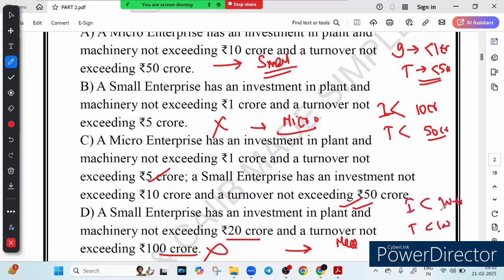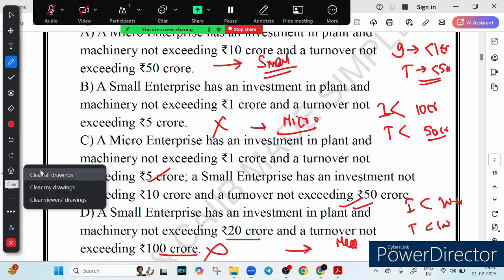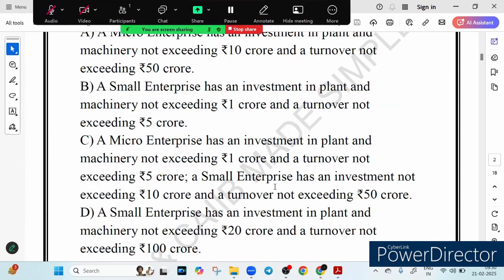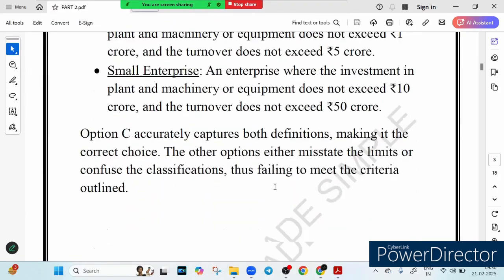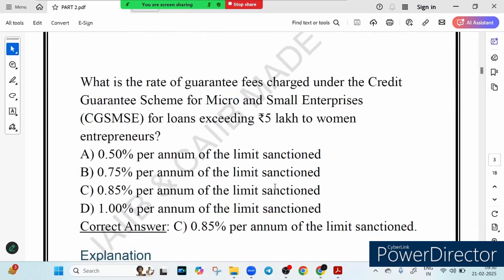So what we learned from this question is that micro enterprise is 1 crore investment, 5 crore turnover, and a small enterprise is 10 crore investment, 50 crore turnover. If this investment or turnover crosses this limit, it falls into a different category which we call medium enterprise. This is a very important question which I ask every year. You should know the limits of each in terms of investment and turnover, right? The explanation is also provided here. You can see option C is the correct answer. Let's see the next question.